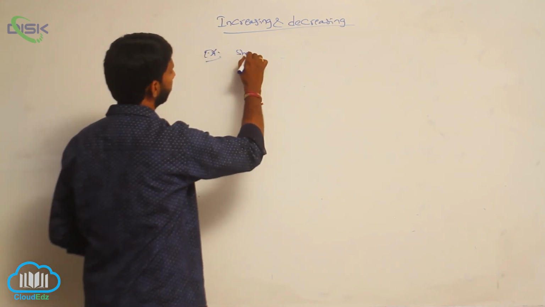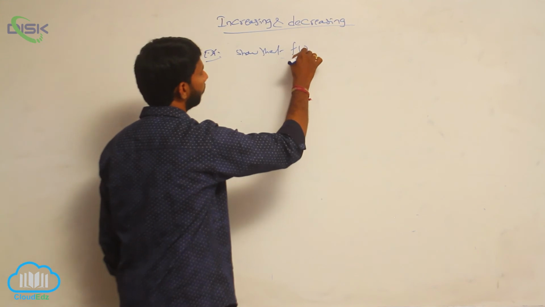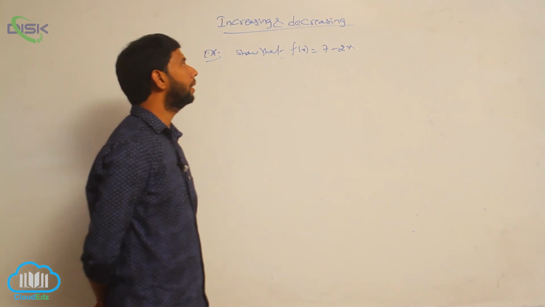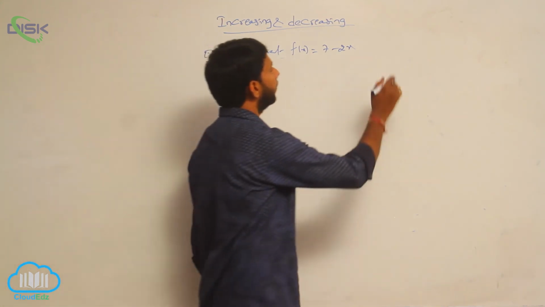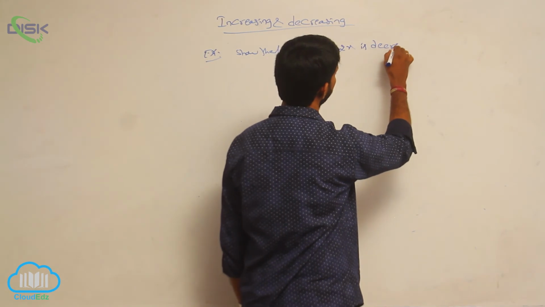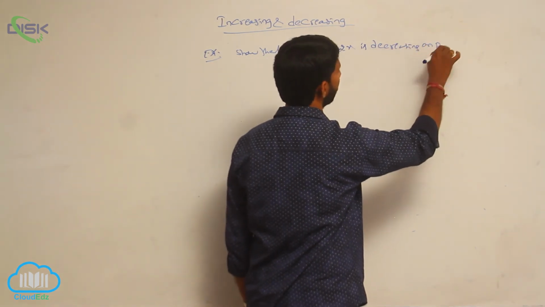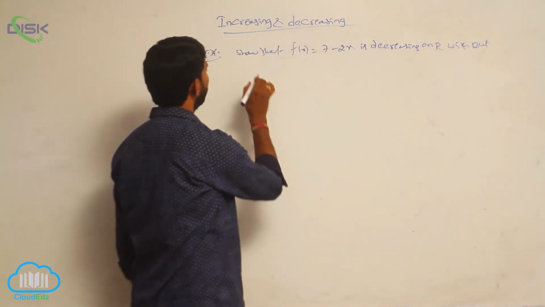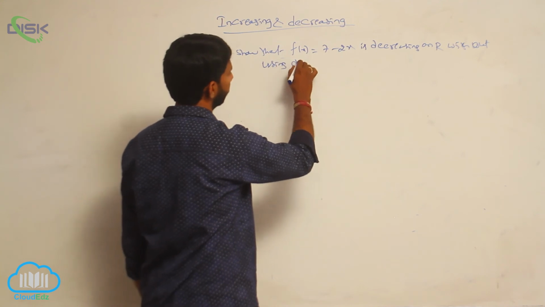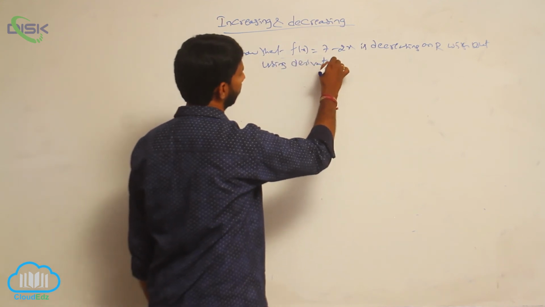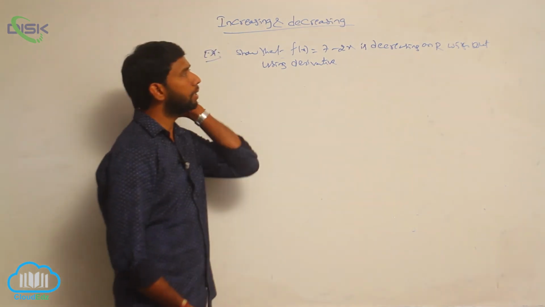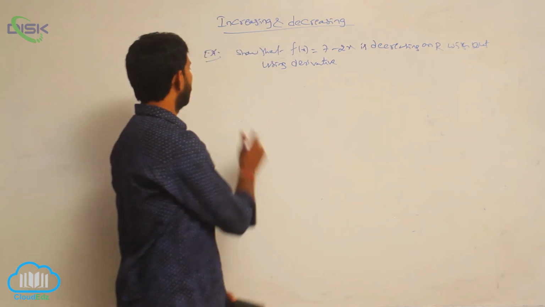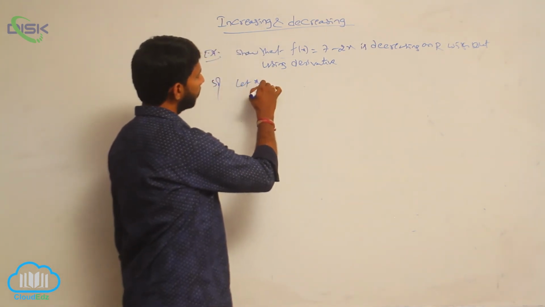Show that the function f of x is equal to 7 minus 2x is decreasing on capital R without using the derivative.